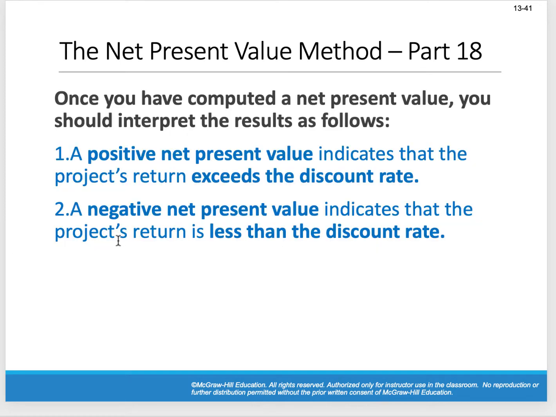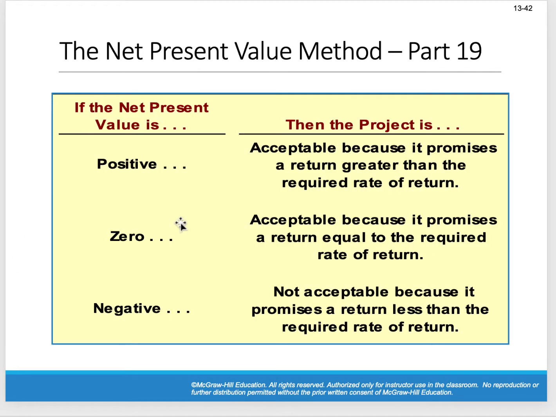Rule of thumb, always, if we have a positive net present value, we're going to accept the project. Why? Because if we have a positive net present value, that means that the actual return on this project is greater than the required return, right? We require 14%. Because we have a positive net present value, the return on this project is higher.